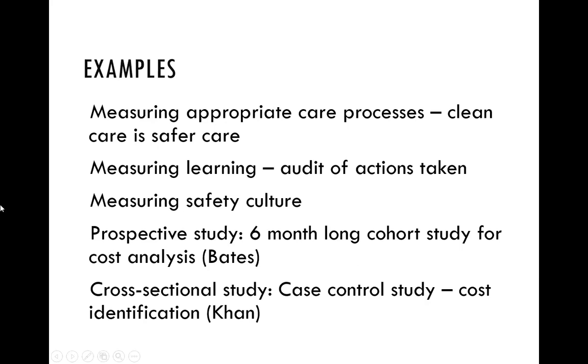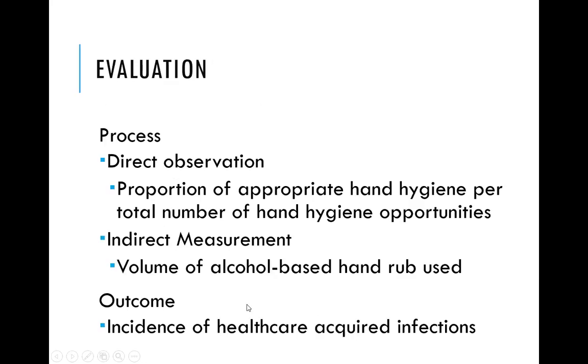Let's talk about certain examples out here, and maybe I'll be able to clear some air on this particular aspect. So the first one is whether we want to measure an appropriate care process, like an example is clean care is safer care. Measuring the learning, you could go for an audit of various actions taken. For a prospective study, a 6-month long cohort study for cost analysis, Bates is an example. Cross-sectional study, case control study, you tend to identify the cost, Khan is an example.